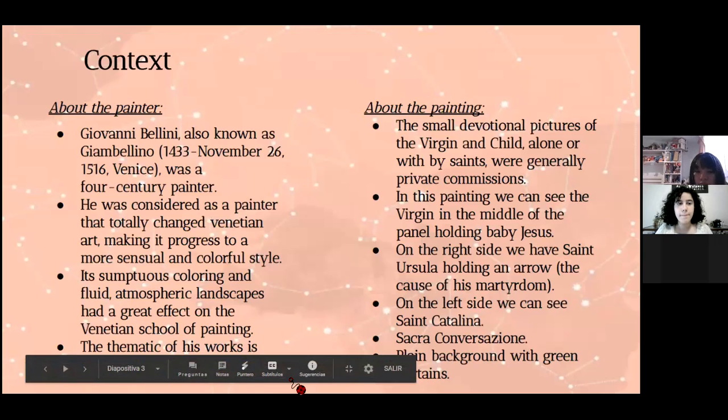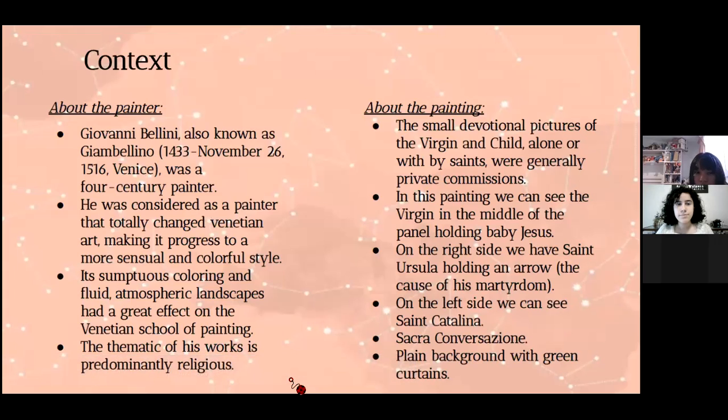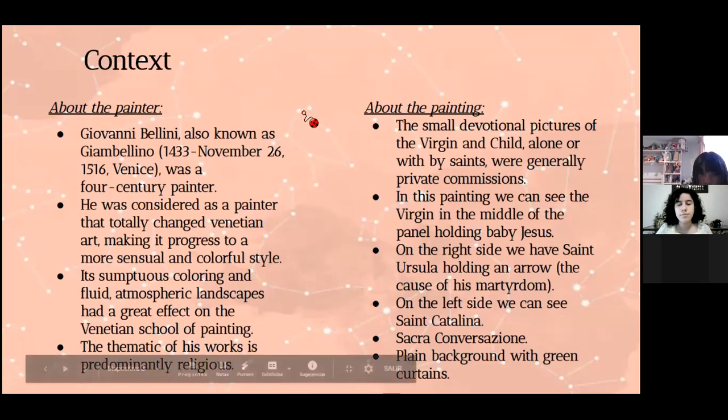About the painter, Giovanni Bellini was also known as Gambellino, who was a 15th century painter and was considered a painter who totally changed Venetian art, making it progress to a more sensual and colorful style. His subtle coloring and fluid atmospheric landscapes had a great effect on the Venetian school of painting, and the theme of his work is predominantly religious.